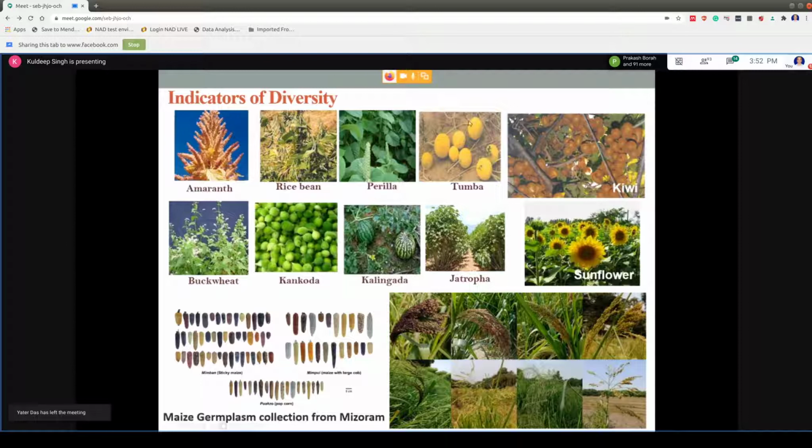In fact, NBPGR is working with genetic resources of most of the crops, but we have a mandate of working on some important crops which are potential crops, or you call them neglected crops, or underutilized crops. We are working on these crops as well, for example, tumba, rice bean, amaranthus, concora. Some of the students may not even be able to identify these species. This is, for example, buckwheat, a very important gluten-free wheat, a very important crop in Japan.